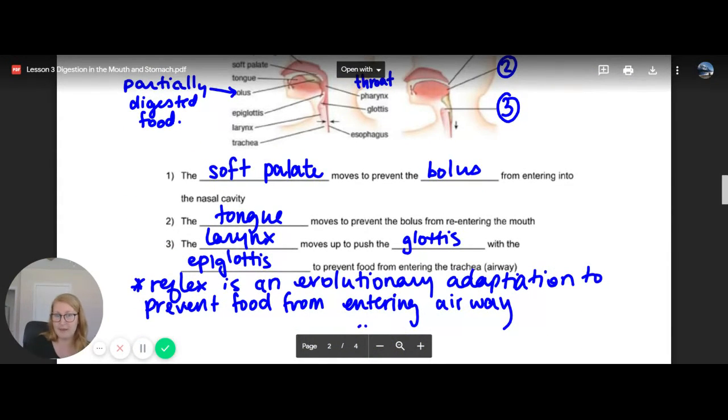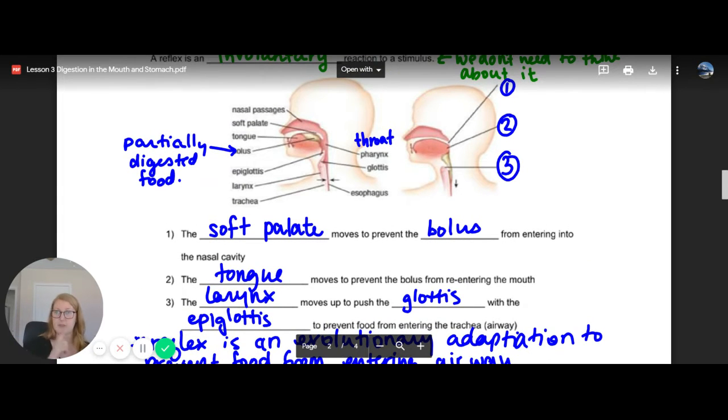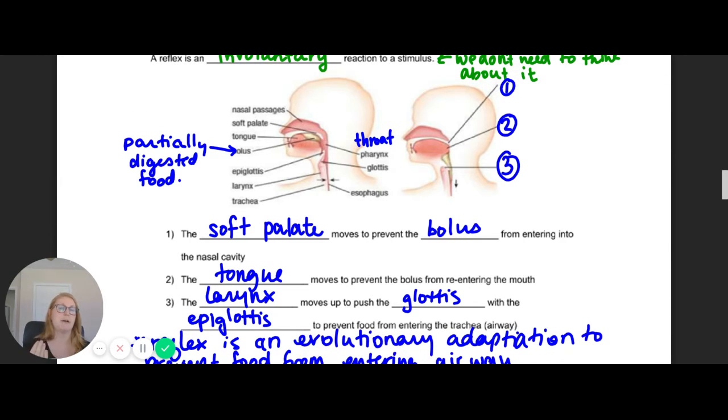We have the soft palate, which is essentially at the top, the roof of our mouth. And that's going to fold upwards to block the bolus from entering our nasal passage, so block it from going up into the nasal cavity. The tongue, as I mentioned before, is essentially pushing back. It's causing a bit of a seal to happen at the front of the mouth, and it's pushing the bolus towards the back. Meanwhile, in the throat, the larynx is actually pushing up on a structure called the glottis and the epiglottis. Those structures essentially aim to close off or seal off the trachea so that as we're actually swallowing the bolus, nothing goes into our airway.